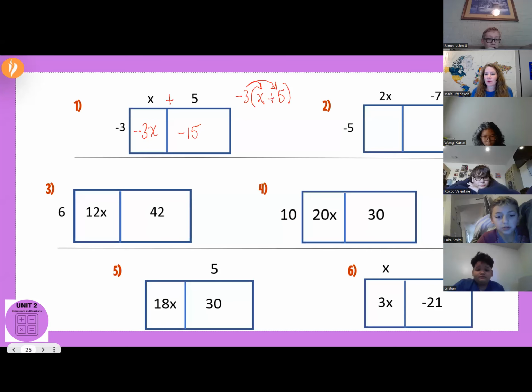All right, look at the second one. So we have a -5, and we're going to distribute -5 to 2x minus 7. You got it? Because there's a minus sign right there. So we're going to distribute. What's -5 times 2x?